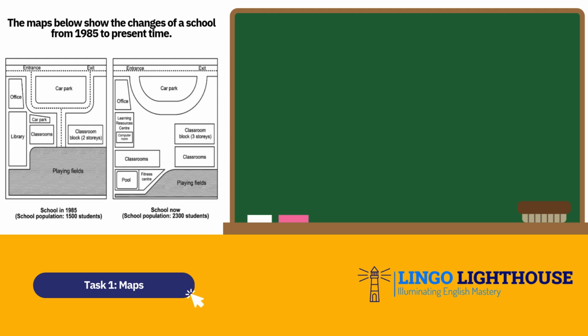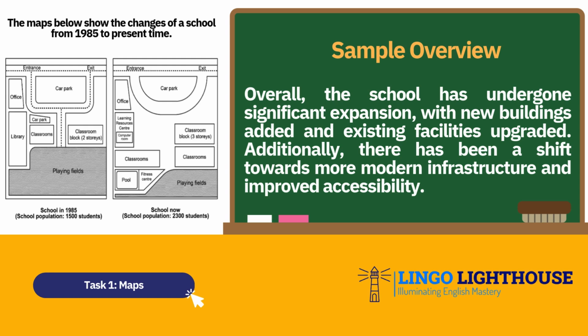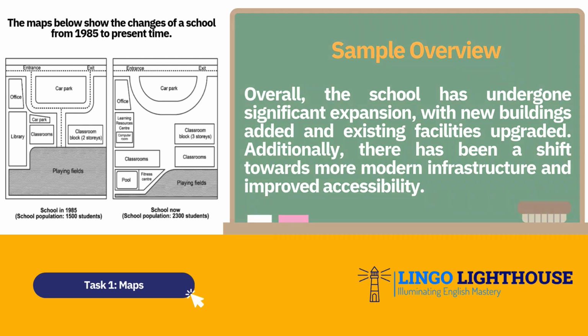For example, "Overall, the school has undergone significant expansion, with new buildings added and existing facilities upgraded. Additionally, there has been a shift towards more modern infrastructure and improved accessibility." Notice that this overview doesn't include any specific data or minor details. Instead, it gives a broad summary of the most important changes. A well-crafted overview ensures a strong task achievement score.